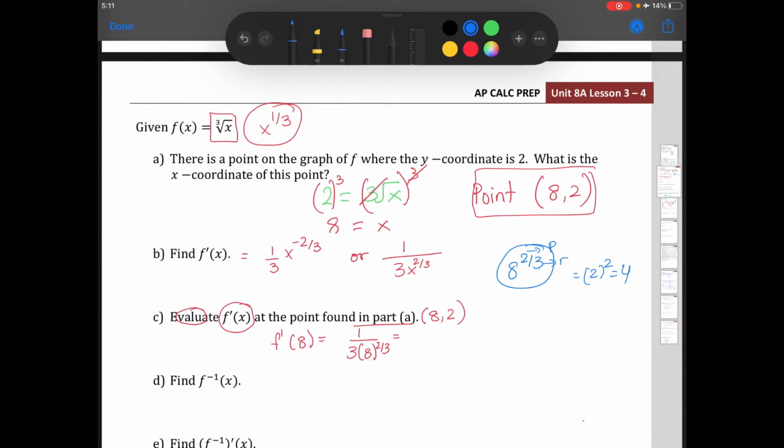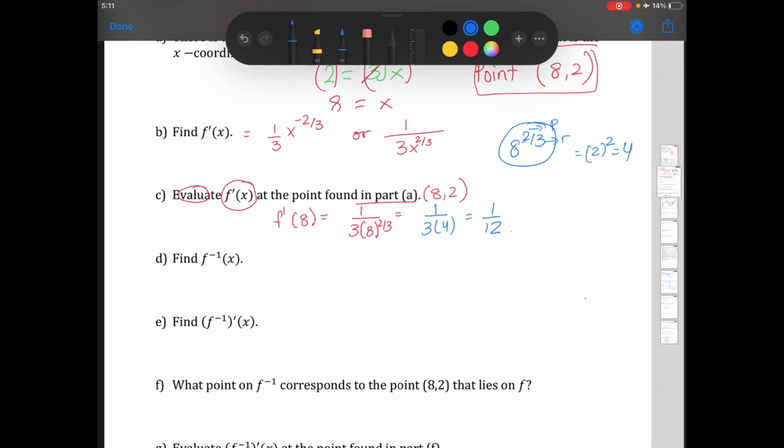You can do it the other way around also. Do the power first, because it's easier to work with smaller numbers than larger numbers, right? So 8 squared is 64. The cube root of 64 is 4. No matter which way you do it, you'll get the same answer. So it's 1 over 3 times 4, which is 1/12. So that's my slope basically.